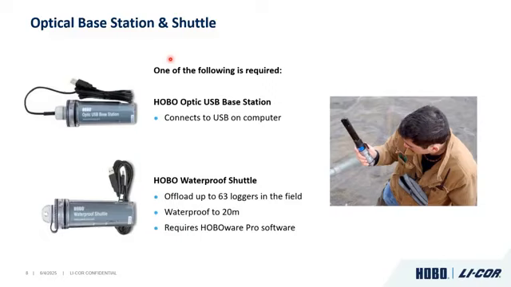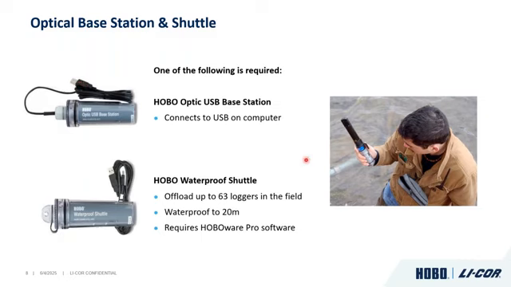So I talked about the optical base station and shuttle that is utilized for those pressure transducers. We have two solutions, the base station and the shuttle. The base station is pretty much a USB cable that connects up with an optical interface to the logger. So one end, you can see right here, there's a little coupler. It plugs into the logger. The other end has a USB cable coming from it. That will plug into your computer so that you can configure, deploy, and do everything right through that HOBOware software.